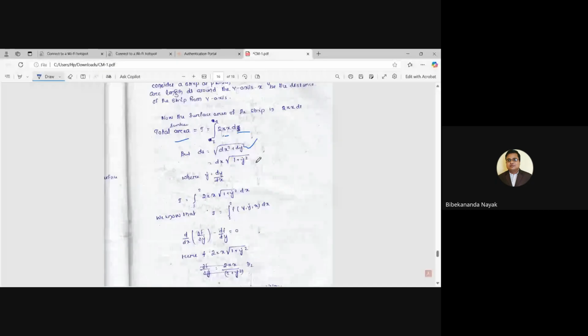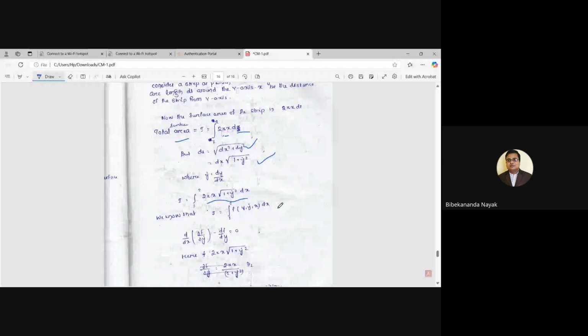But ds, again we know, is the square root of dx square plus dy square, which can be written, as previously, as dx times the square root of 1 plus y dot square, where y dot is dy by dx. When I put this value in place of ds, we get I is equal to the integral of 2 pi x square root of 1 plus y dot square dx. Okay, but we know the rules.